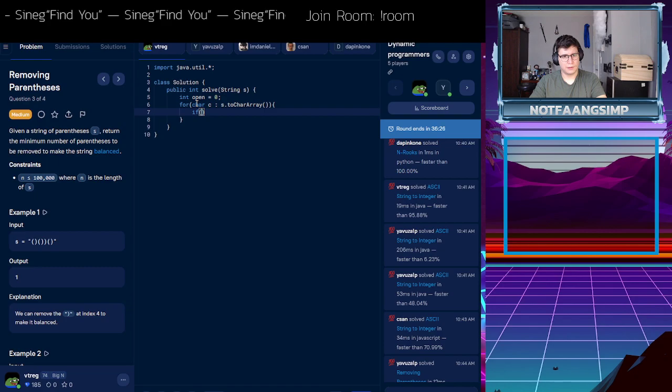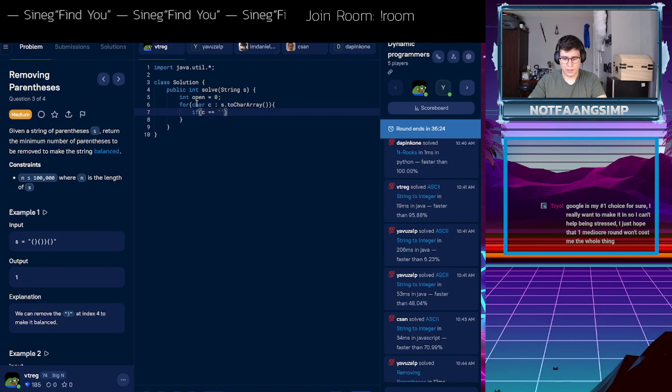if c is equal to an open parenthesis, Google's my number one choice for sure. I really want to make it in so I can't help being stressed. I just hope that one mediocre round won't cost me the whole thing.